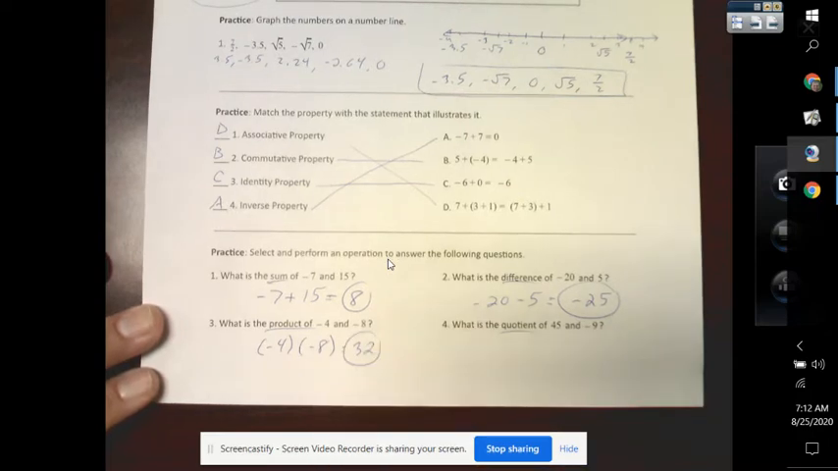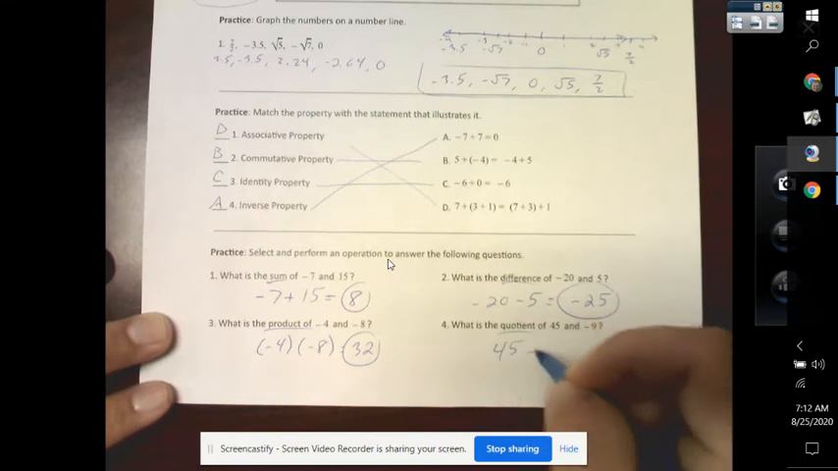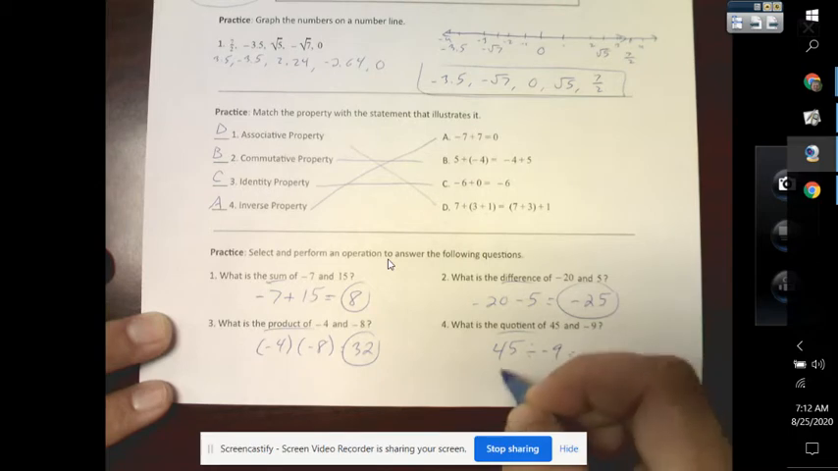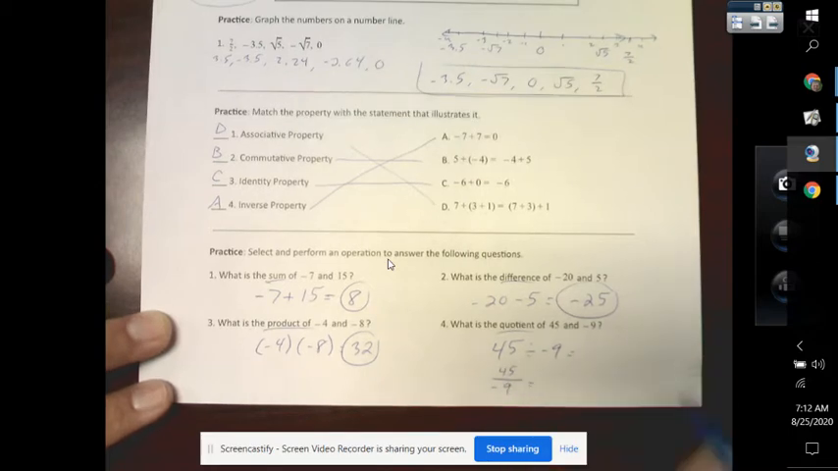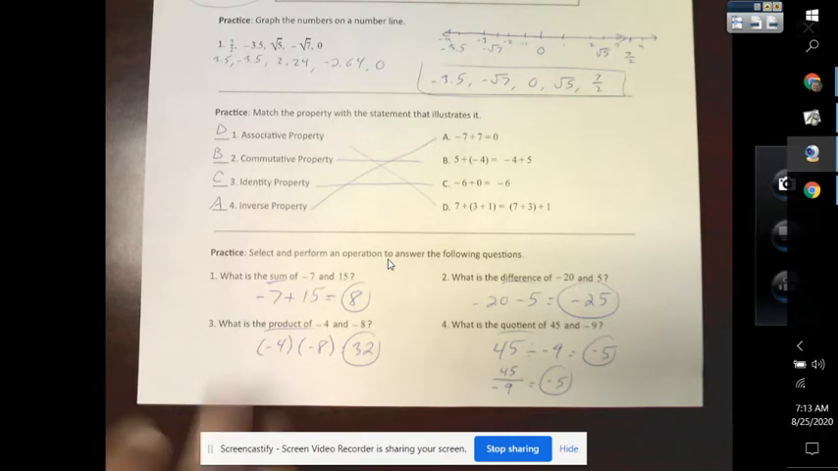Great. And quotient, 45 and -9. Again, just like difference, read left to right. 45 divided by -9. Or you could write it as a fraction. Okay, you end up with -5 either way. You don't have to write them both. I'm just showing you whatever way you feel comfortable doing. Okay, very good.